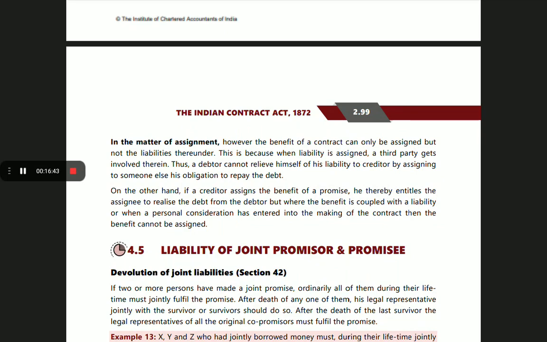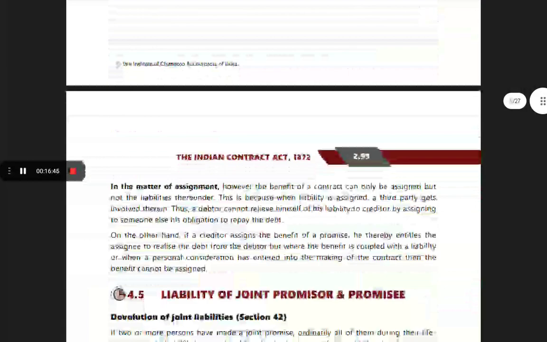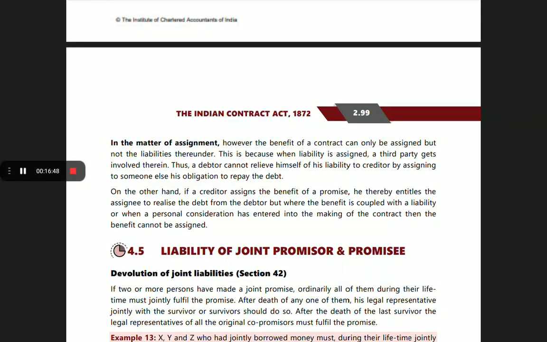In the matter of an assignment, however, the benefit of a contract can only be assigned but not the liabilities thereunder. This is because when liability is assigned, a third party gets involved therein. Thus, a debtor cannot relieve himself of his liability to creditor by assigning to someone else his obligation to repay the debt.